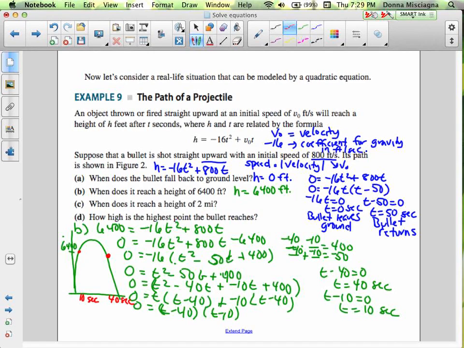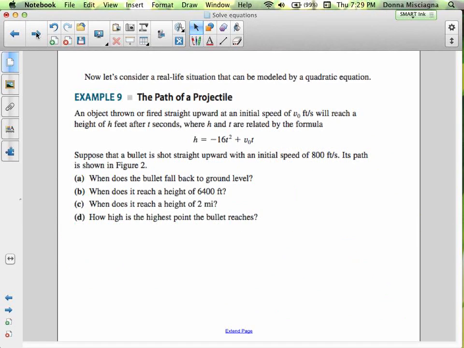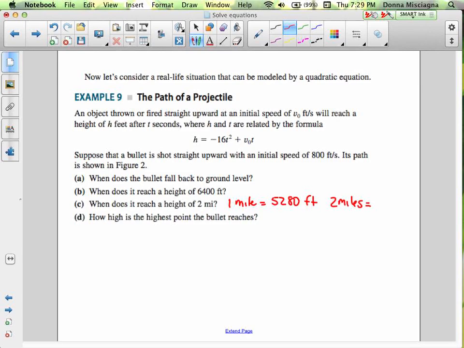Let's do C. When does it reach a height of 2 miles? I have no space, but I have space over here. I think I said these are in your notes. If I didn't, these are in your notes. So C, when does it reach a height of 2 miles? Now be careful, don't set this equal to 2. We're dealing with feet, so we need to change 2 miles to feet. Well, 1 mile equals 5,280 feet. So 2 miles equals 10,560 feet.